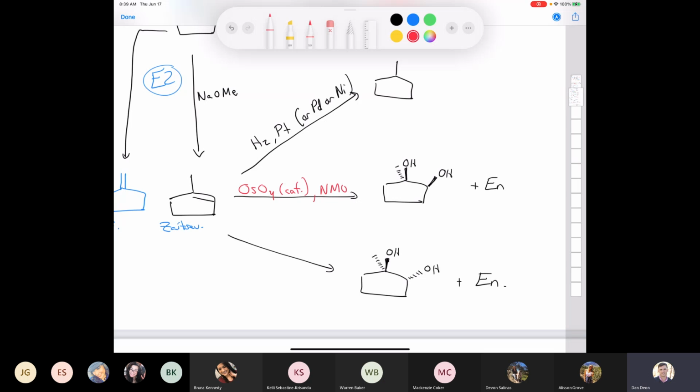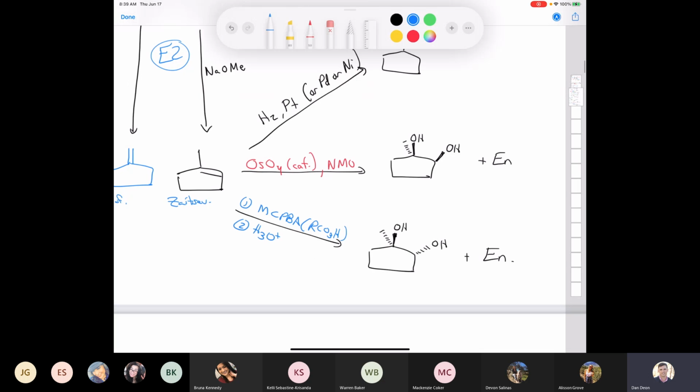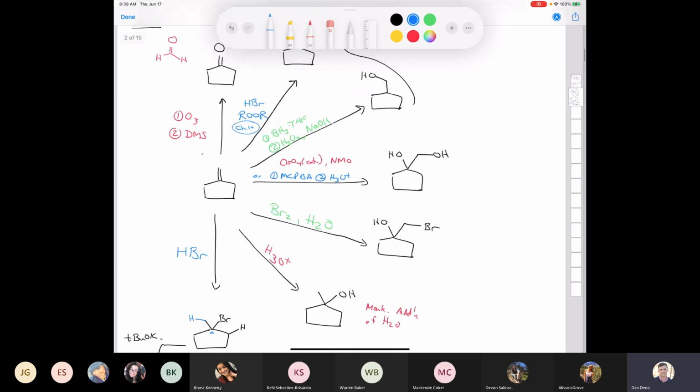NMO. And then the last one is an anti-dihydroxylation. There's only one way that we have to do an anti-dihydroxylation, and that is to first treat the molecule with something like MCPBA. If you just want to write this, that's fine too, a peroxy acid. And then in the second step, you treat it with hydronium, like that. All right, there we go.